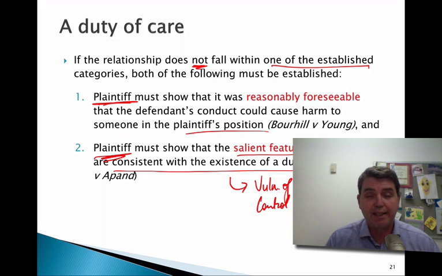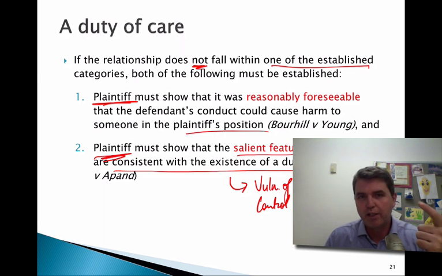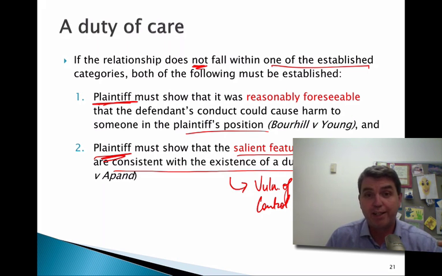So hopefully that's a decent enough summary of the test that we need if we don't have an established category. So if we either have an established category or that two-stage test of reasonable foreseeability and salient features of the case, either of those will establish that the defendant owes the plaintiff a duty of care.